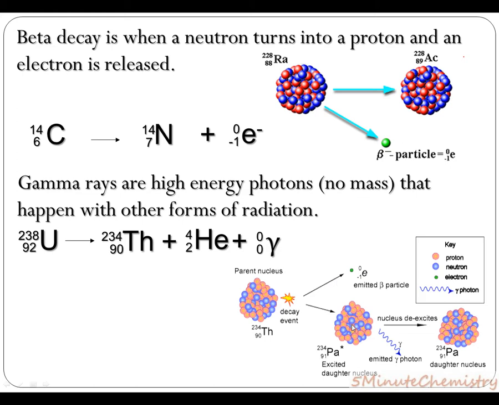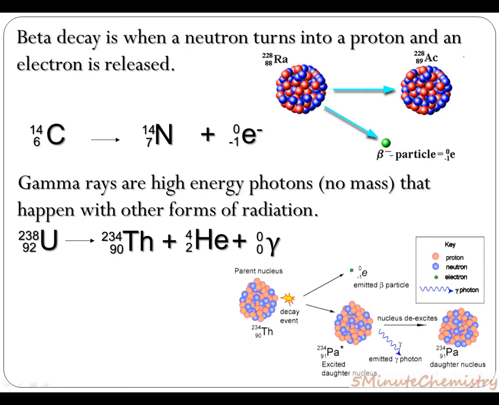Now in the process of becoming de-excited, going from its high energy state to its more stable state, it will emit the photon, which is the gamma radiation portion. Okay, so that's your idea behind that.